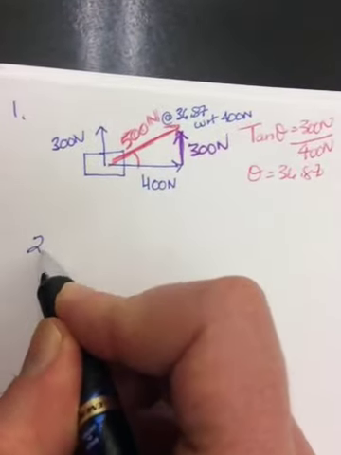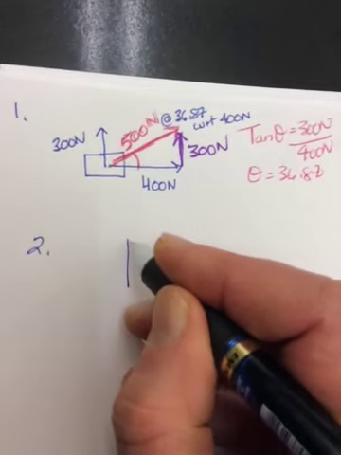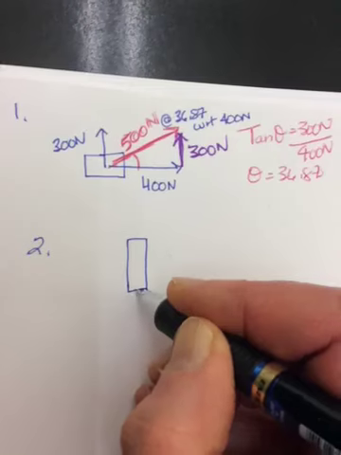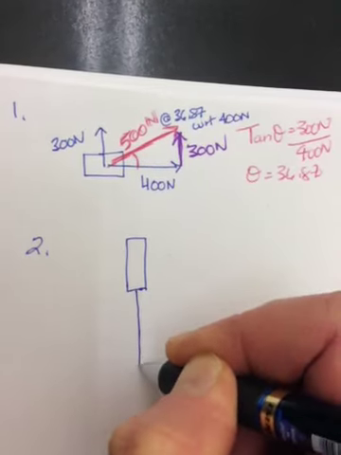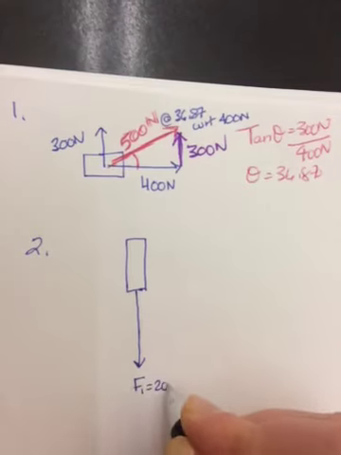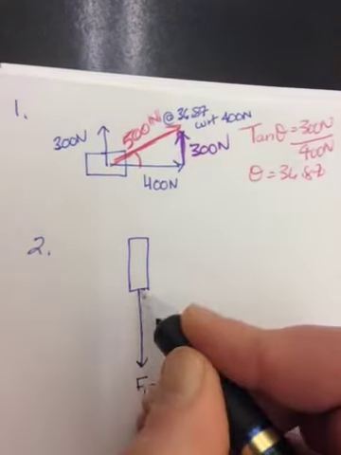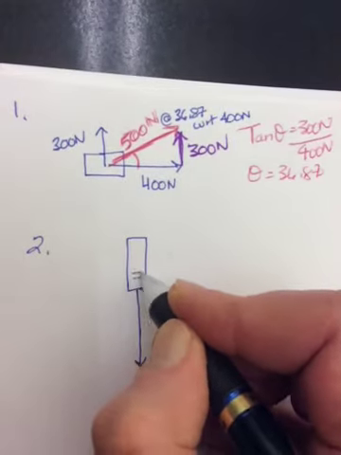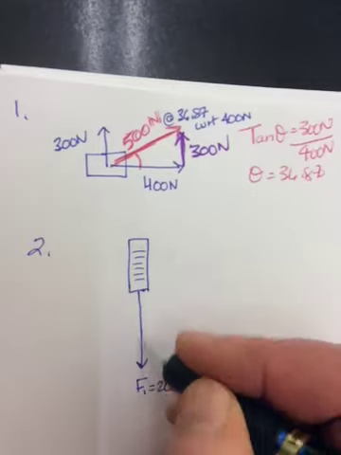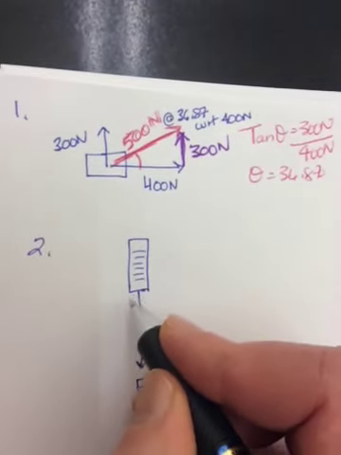Okay, so a scale is like the scale that I have hanging in the ceiling of my classroom. And it has a string hanging down. So a string that's coming straight down, it has an F1 of 200 newtons. And so the scale's going to read how much force it's experiencing. So if it was just that force, the scale would read 200 newtons.